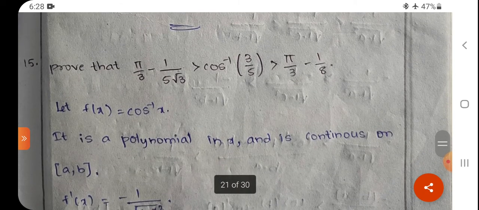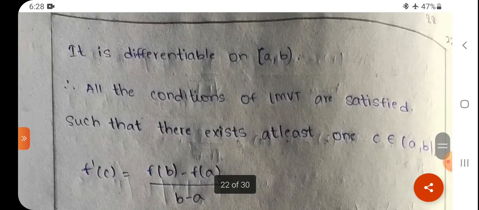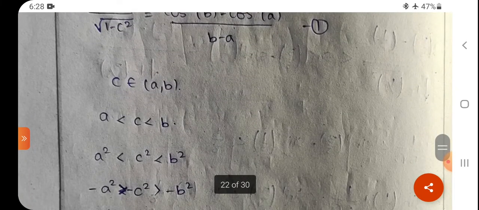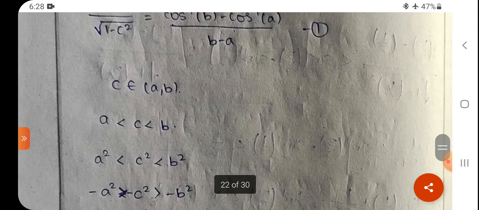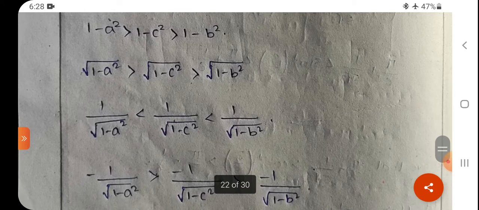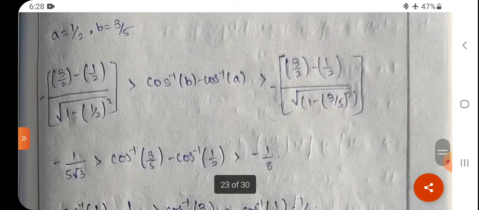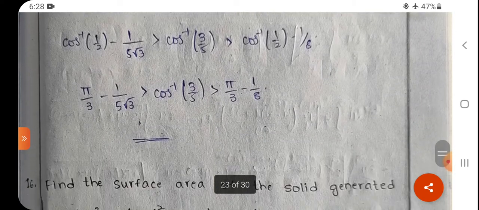15th, same as it is, you are applying the Lagrange principle. After getting all the properties of Lagrange's principle, you make it equation number 1, and again apply the same procedure, c belonging to (a, b). From that you will get your required answer. Only thing is you need to identify the a and b values.